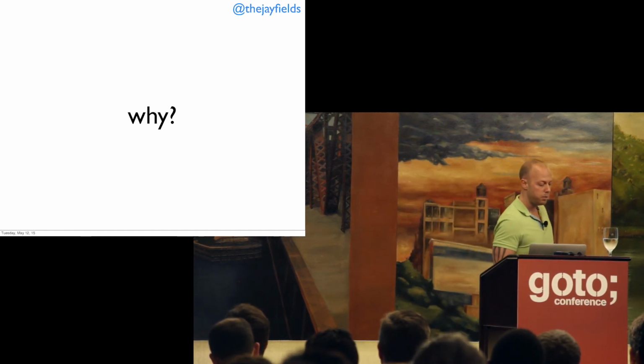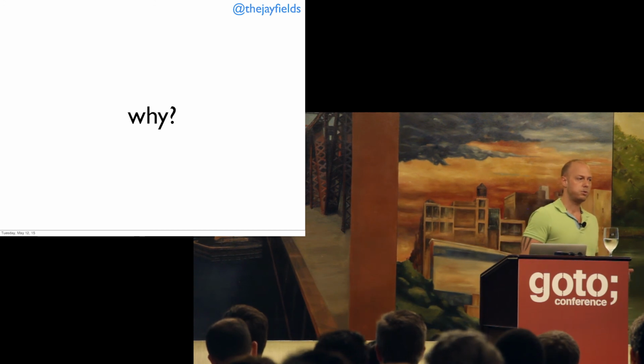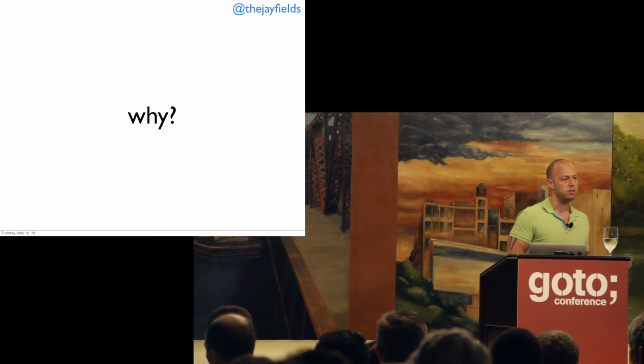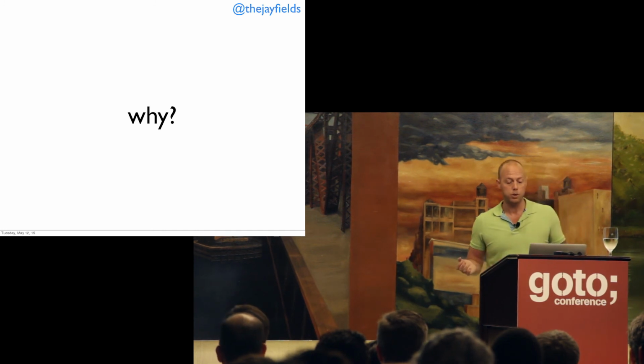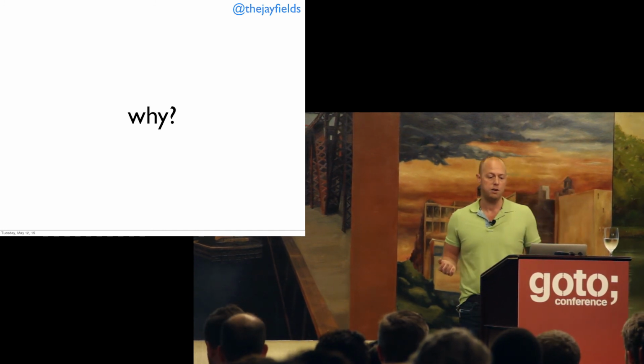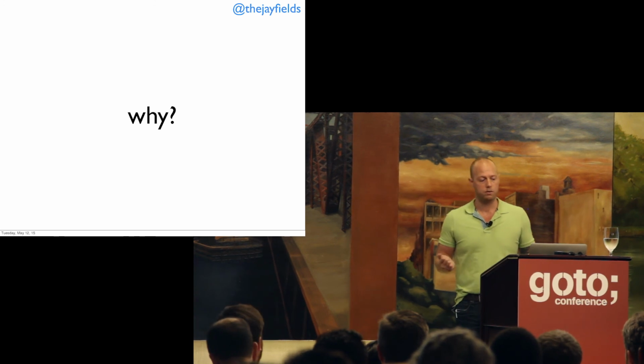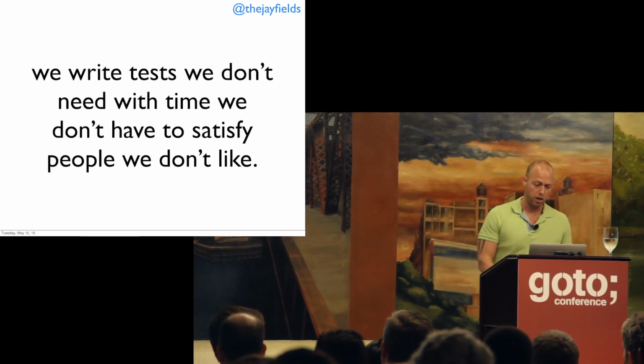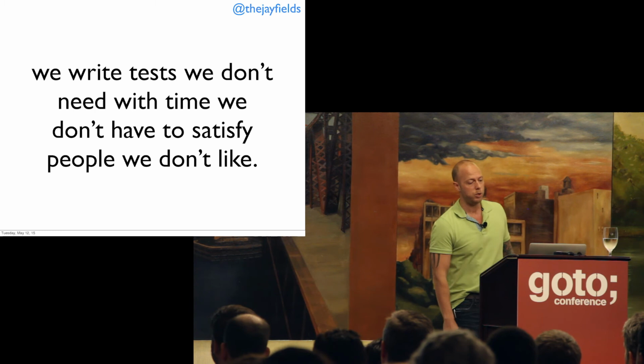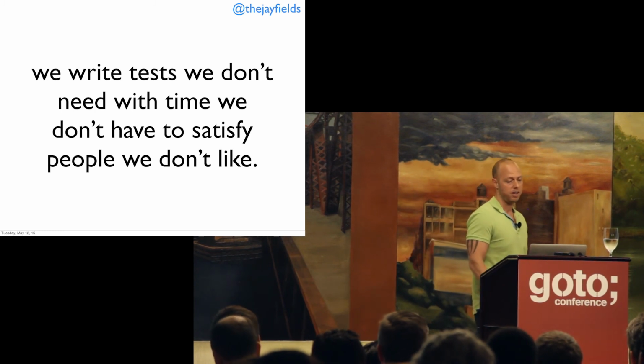And that was great. But we just apply the traditional programming patterns to our tests, and we never step back and say, is this code different? What's different about the code? Is a test really the same thing as production? Should we DRY it in the same way? What's our motivation for doing all of these things? We write tests we don't need with time we don't have to satisfy people we don't like.